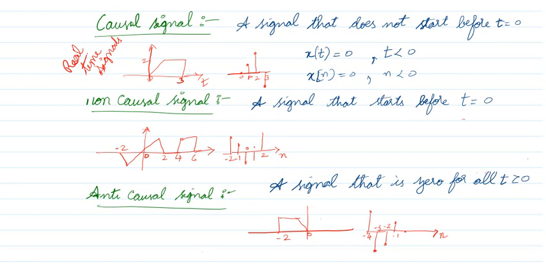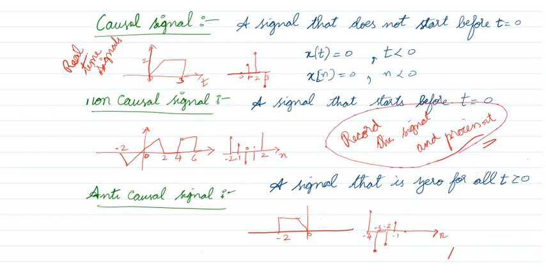When we have a non-causal signal, once we record the signal and process it, we will have this case. That is our non-causal signal. Okay, what is recording?